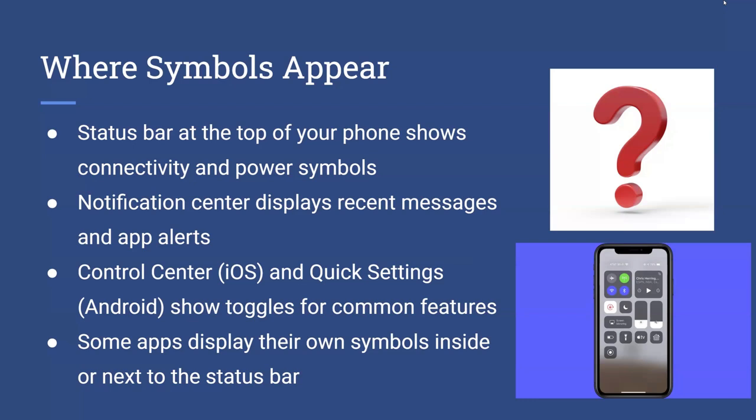The Control Center is something specific to iOS. If you swipe down from the right on your iPhone, you see a page of different controls. That's called the Control Center, just to let you know. Also, there are quick settings for Android. Both of them show toggles for common features. And some apps display their own symbols inside or next to the status bar.